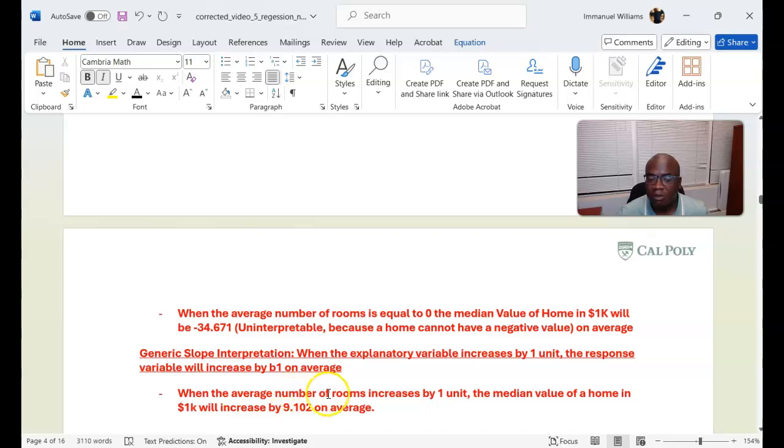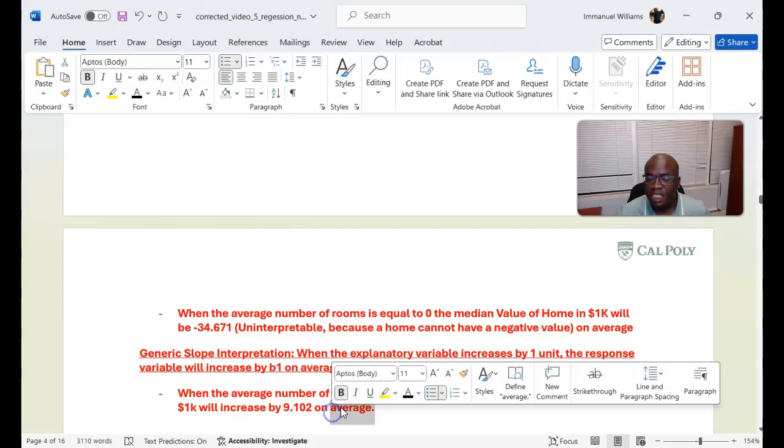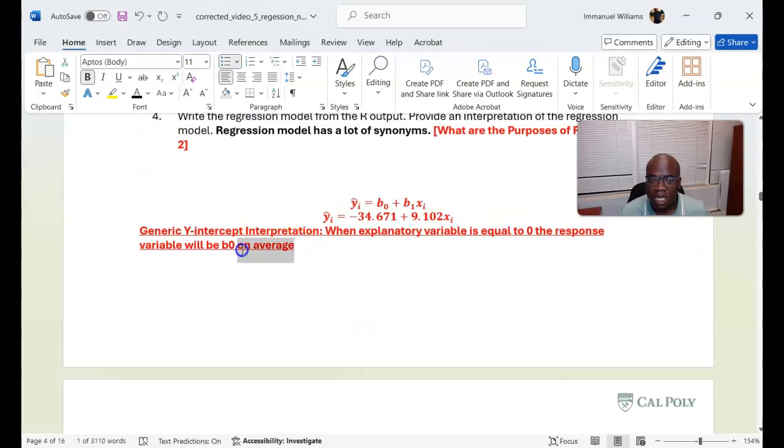So when the average number of rooms increases by 1 unit, the median value of a home in 1K will increase by 9.012 on average. The on average is key. You need to make sure you say on average. That's going to be the difference between those who watch this video and those who have just been using ChatGPT, to be honest.